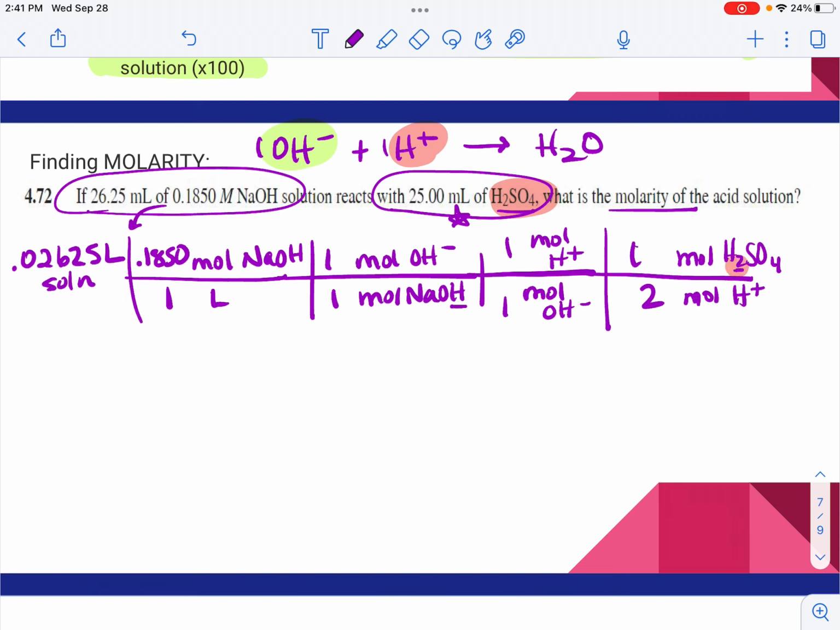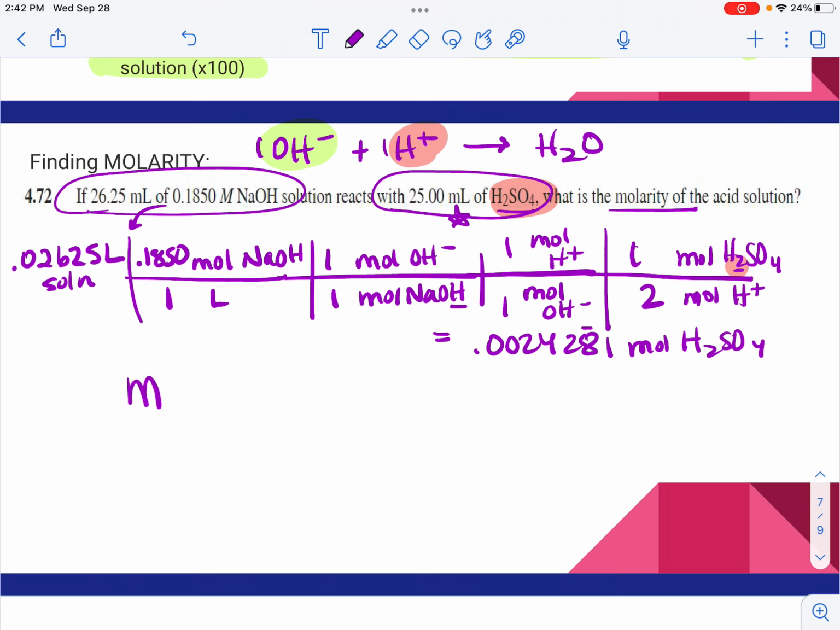Okay, so now I can solve for moles of H2SO4. And when I do this, I get 0.0024281, etc. And this 8 is my last significant figure. Okay, and this is moles of H2SO4.